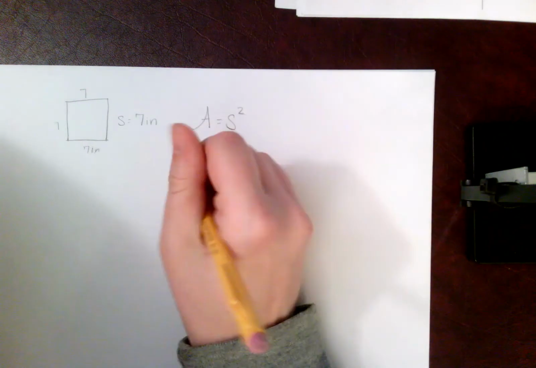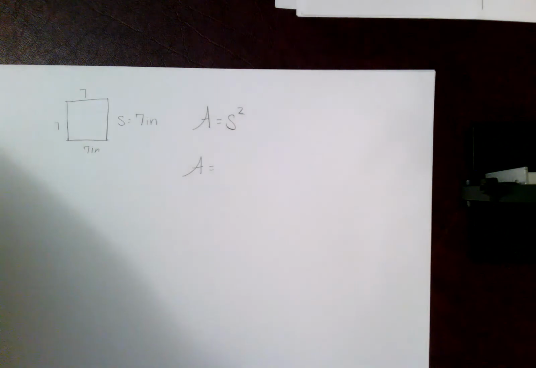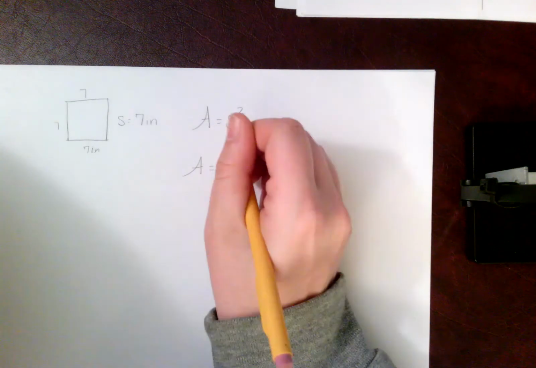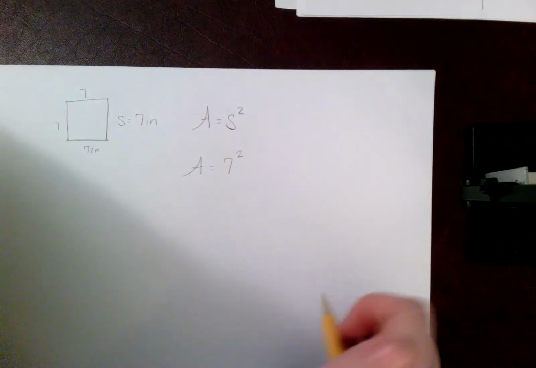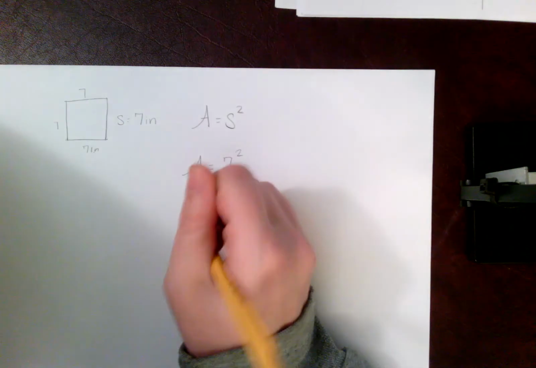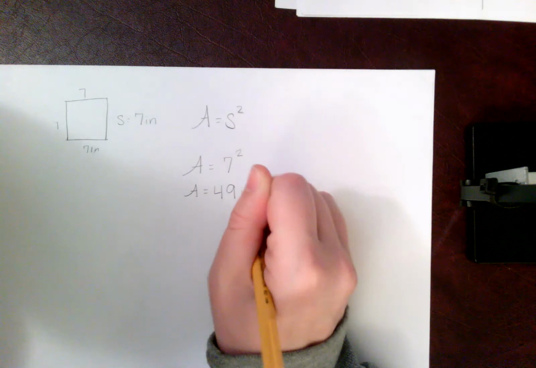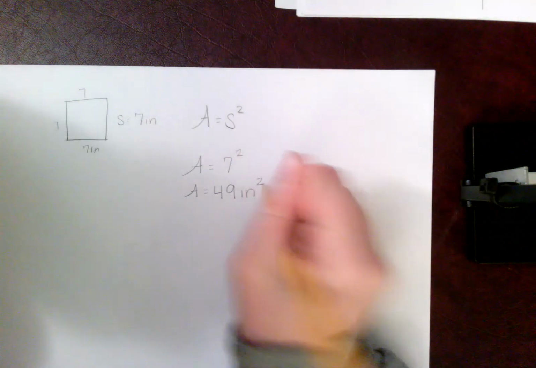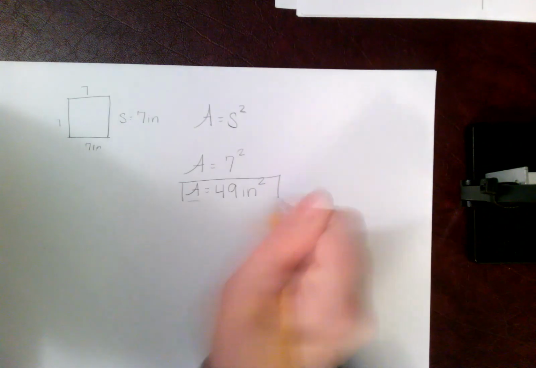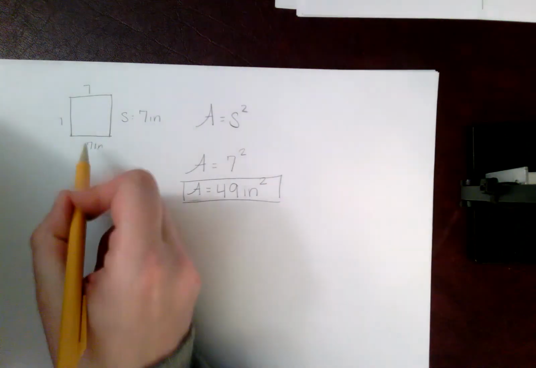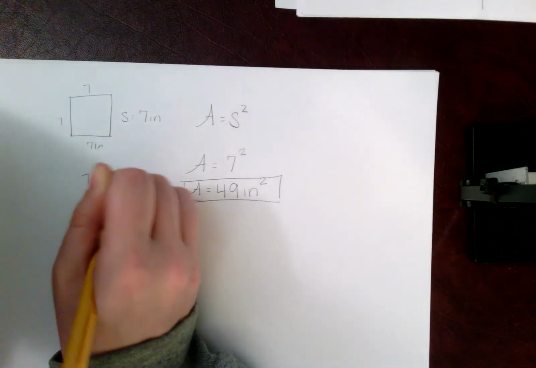So I'll show you again also. We plug in what we know. That's all we can do when we're given a formula. And I know the length of my side is 7, and I square it because that's what my formula tells me to do. 7 times 7 is 49. So my area is 49 inches squared because I was solving for area, so my units are always squared. 49 inches squared, and just to show you, side times side, 7 times 7 is 49.